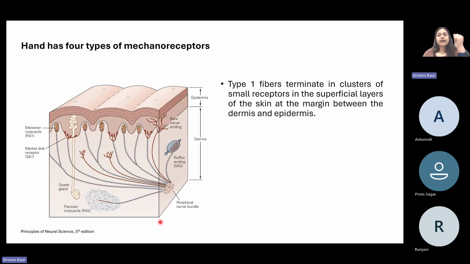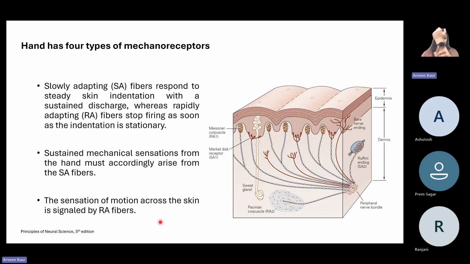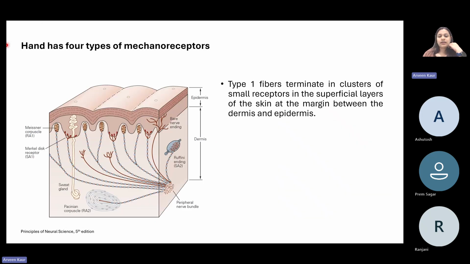So, for instance, I know that I am wearing my watch, right? So that is a response of the SA fiber because it is a sustained stimulus that is being applied to my wrist area, and it is not going away, right? So it could be a response of the sustained fiber over here.